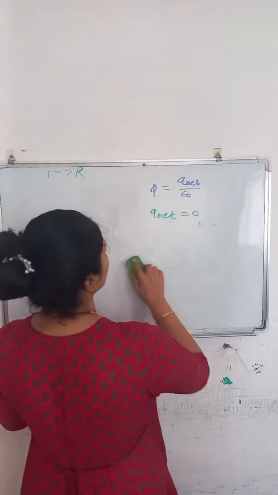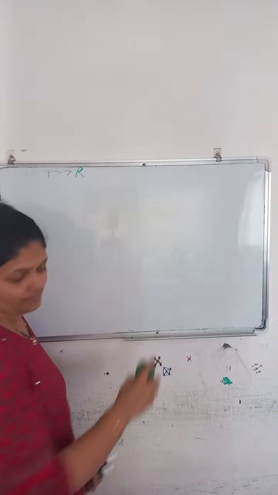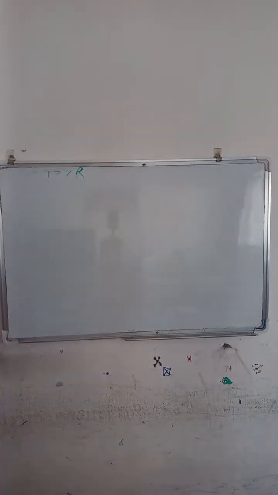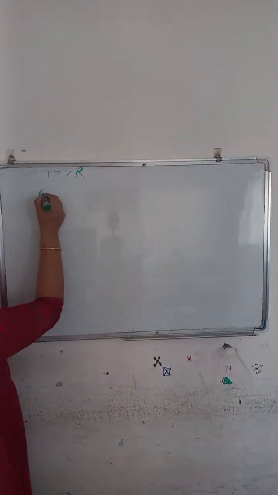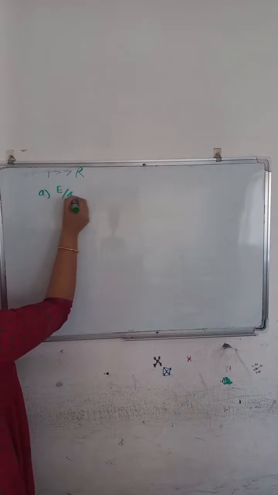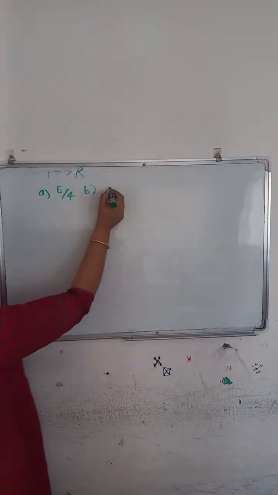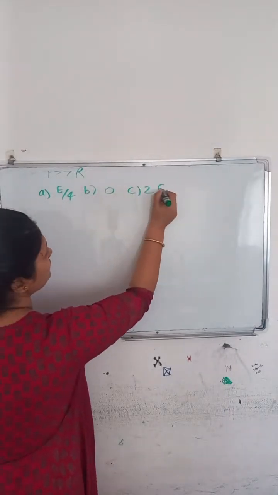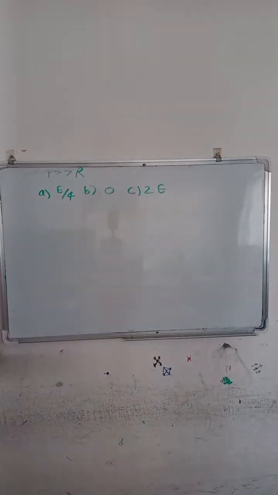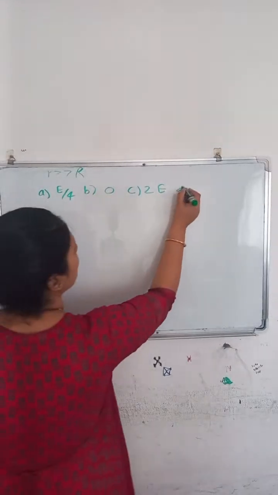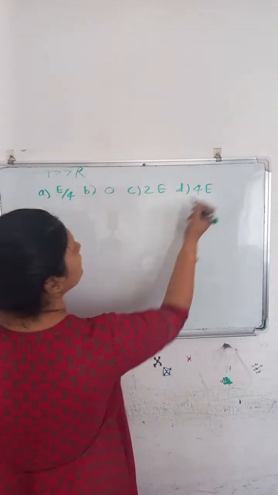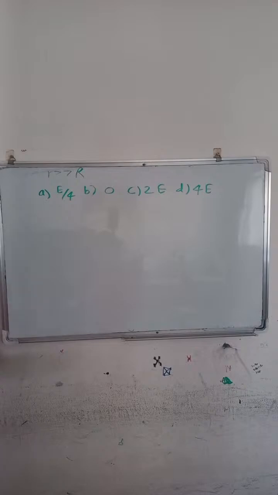Option first is E by 4. Then option B is 0. Option C is 2E. And option D is 4E. Okay, so I repeat the question. I made one mistake while dictating, that also you can correct.